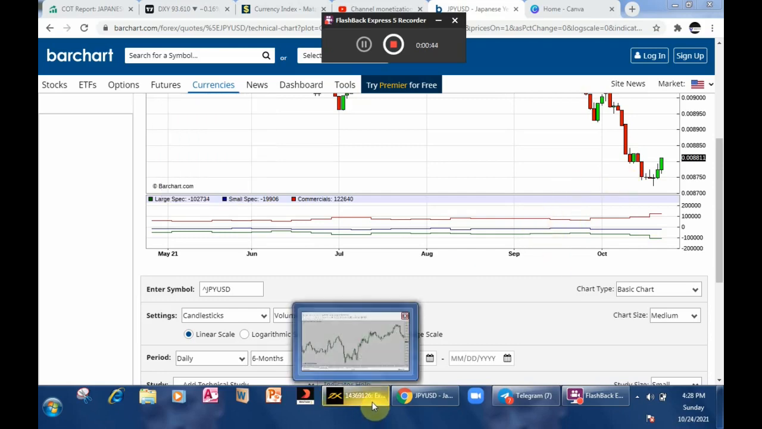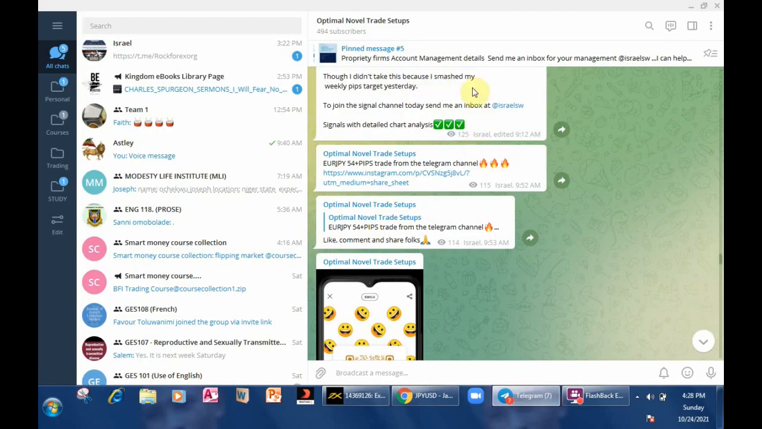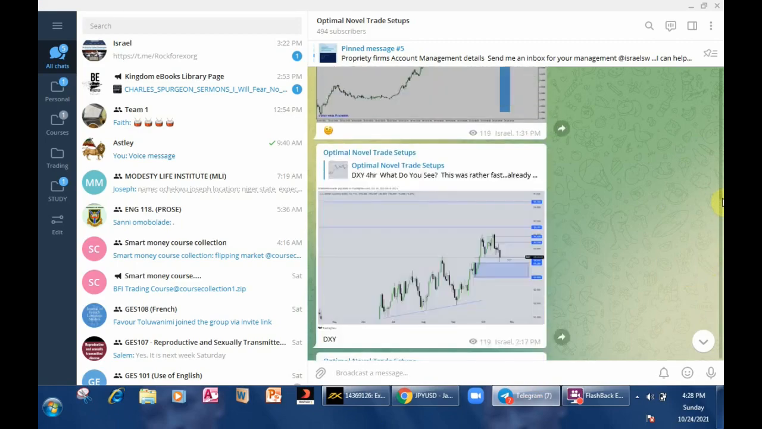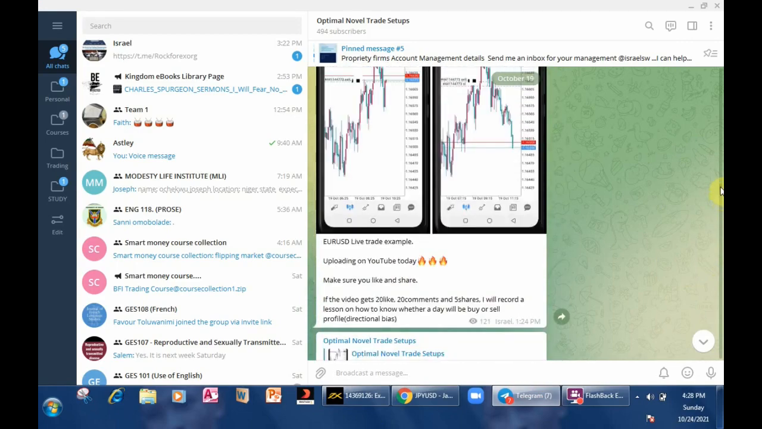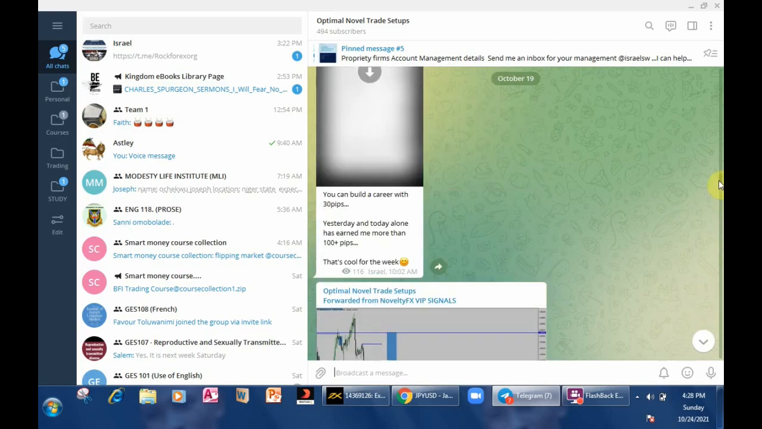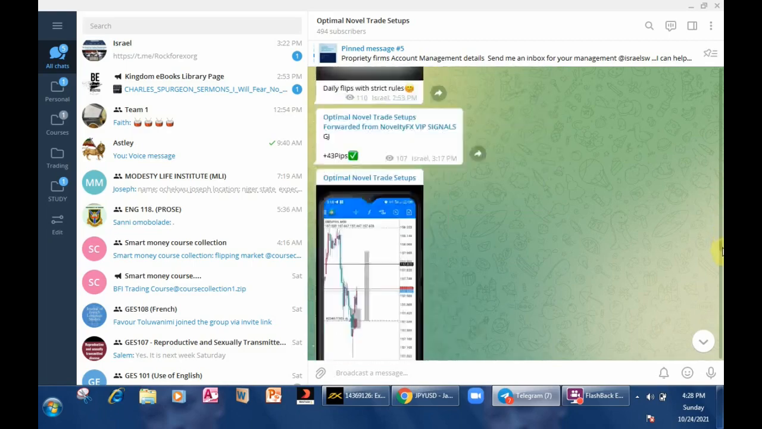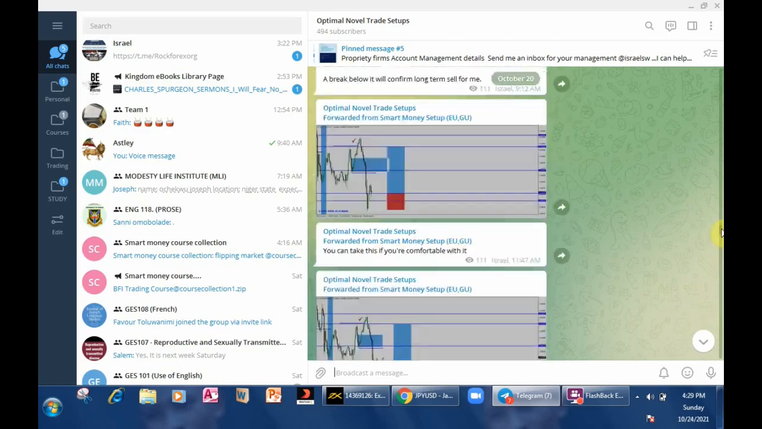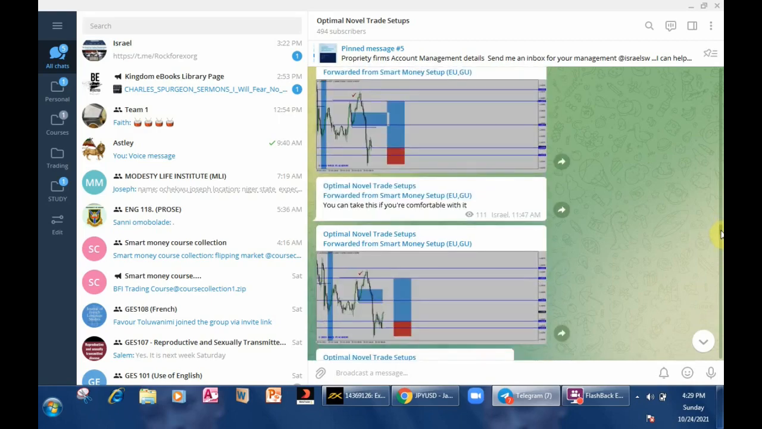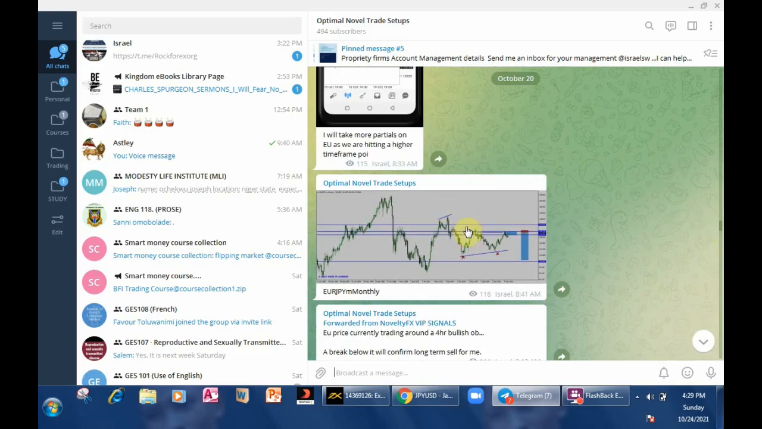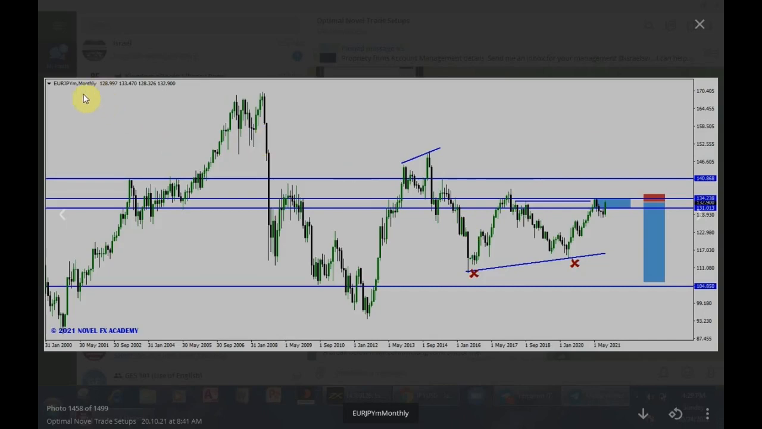Okay, so before we move forward, let me show us a trade we took from the public Telegram channel last week, on EJ, Euro JPY. Let me check out that trade right there. I actually gave this analysis, a monthly time frame analysis of EJ, on the Telegram channel.